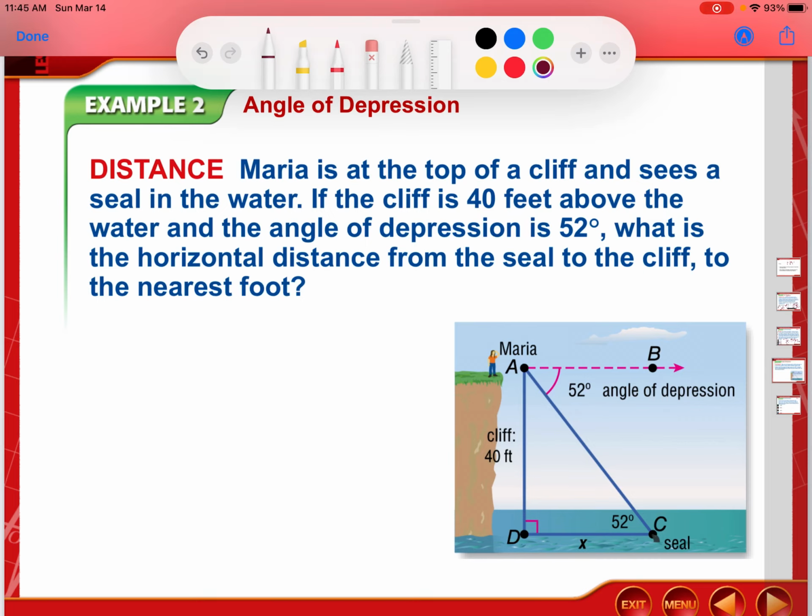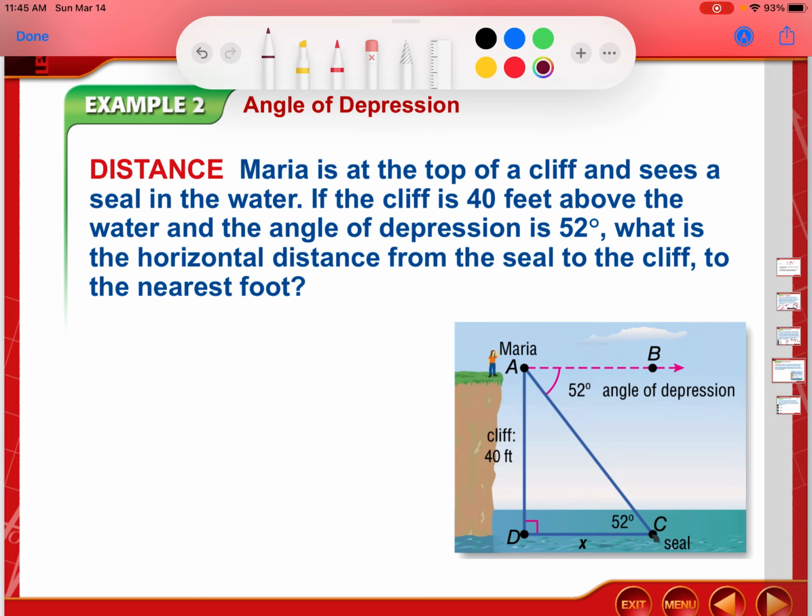All right, so our next problem. Maria is at the top of a cliff and sees a seal in the water. The top of the cliff is 40 feet above the water, and the angle of depression is 52 degrees. What is the horizontal distance from the seal to the cliff to the nearest foot?